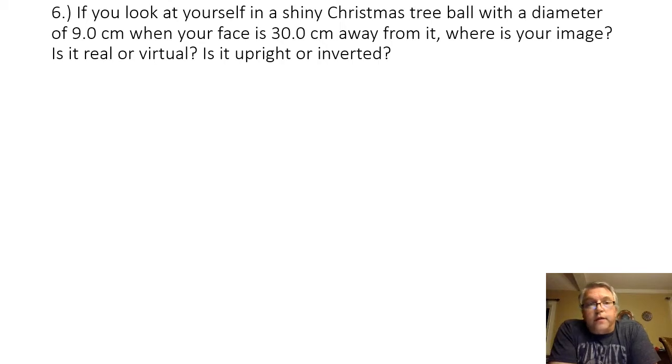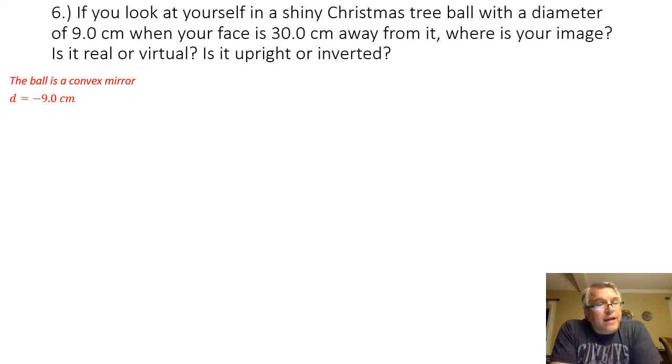So if this Christmas tree ornament is acting like a mirror, it is going to be a convex mirror because the reflective surface is on the outside of the curvature. So it's a convex mirror. The diameter of the mirror is 9 centimeters, and we'll explain the negative sign in just a second.